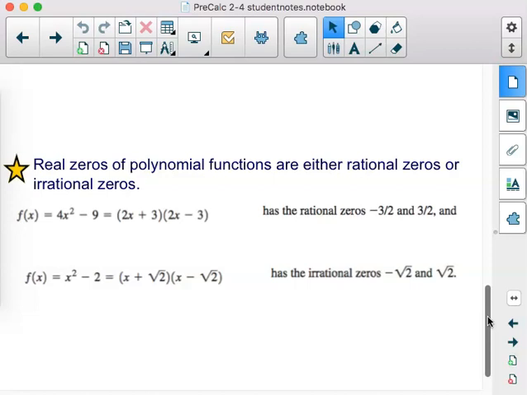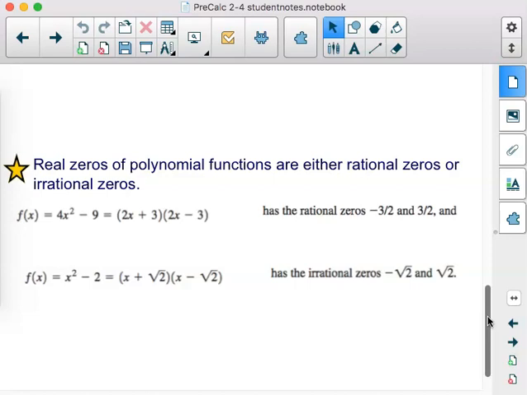So this one has some already broken down, and it says the real zeros of polynomial functions are either rational zeros or irrational zeros. And remember, the root word of rational is ratio, which means a fraction. And we can write integers, 3 can be written as 3 over 1 as a fraction. So those are the ones that we find by factoring. Everything works out nice, it's perfect, and we can find those easily.